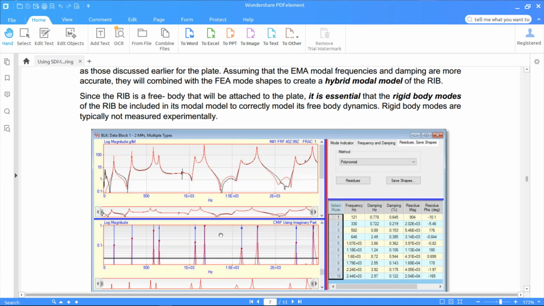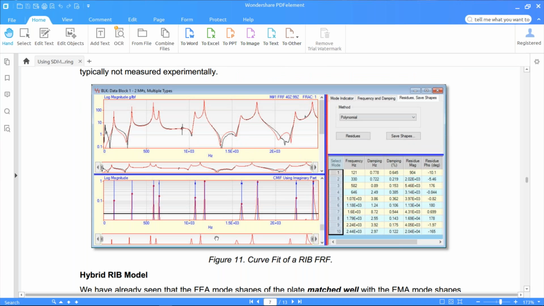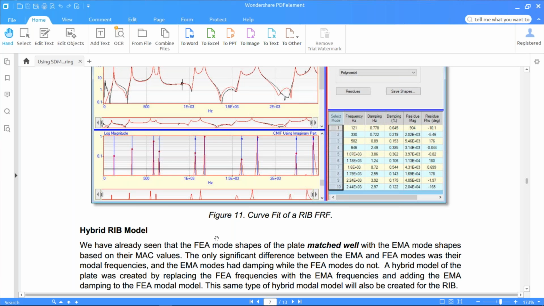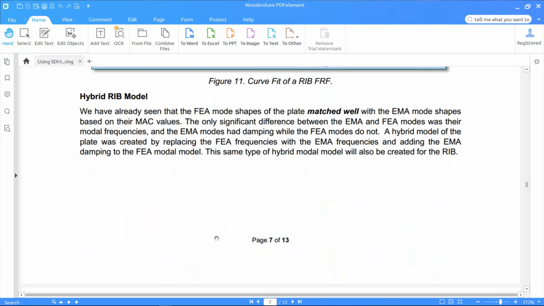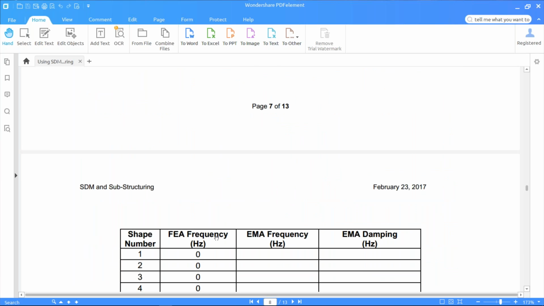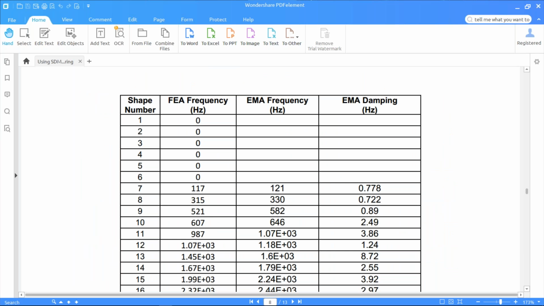Okay, here's some experimental data for the rib. Again, we just impacted it at a few of the points on the rib, just laid it down on some bubble wrap and hit it with a hammer to get the frequency and damping of the free modes. So here's a curve fit. When we get into SDM or into Emiscope, we'll do some of this curve fitting, and you'll see how that works. Again, we build a hybrid rib model the same way as we did with the plate, and here's what it looks like.